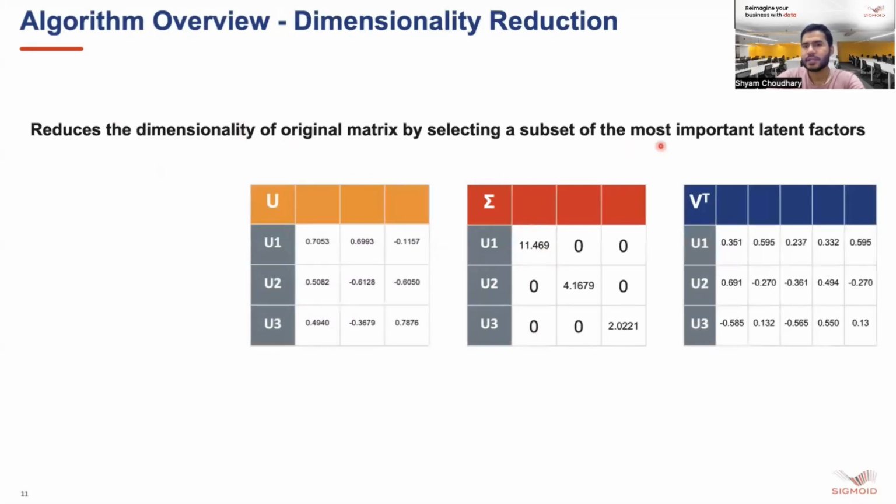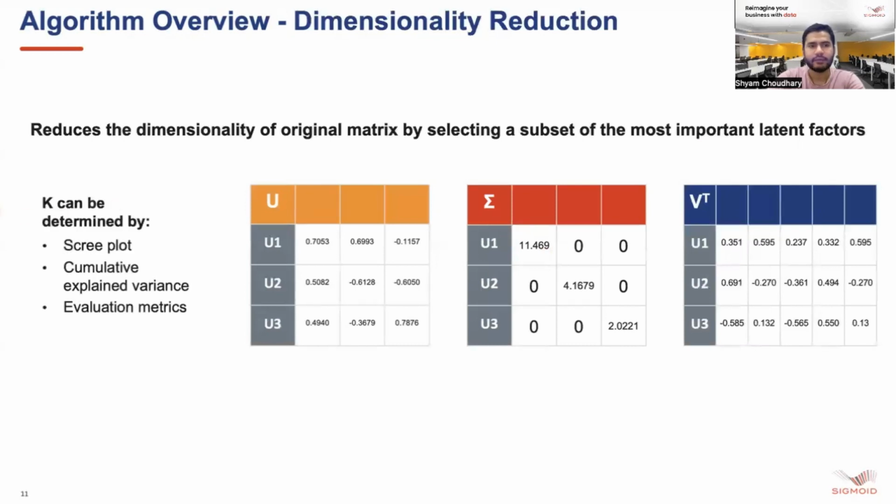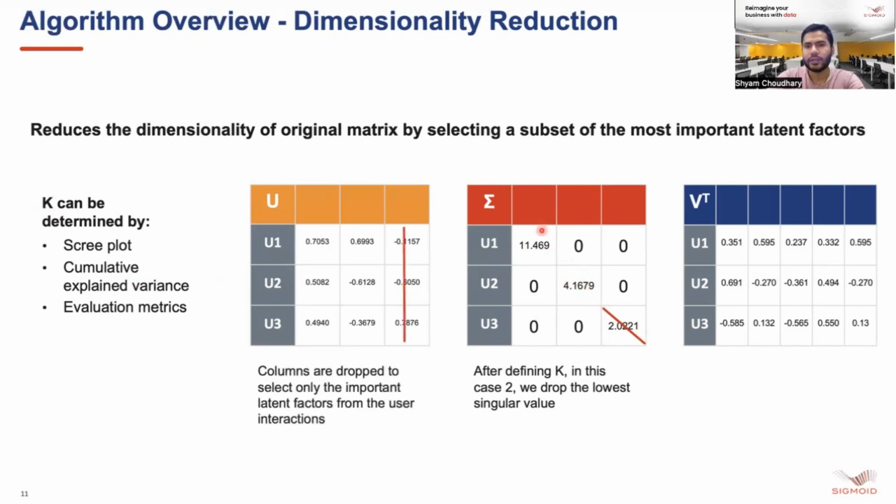Once we are done with the decomposition of the original matrix, our next step is to reduce the dimensionality by selecting a subset of the most important latent factors, and we do that by selecting a value called k. This k can be determined by a scree plot, evaluation metric, or cumulative explained variance. In this case, if we take k equal to 2, then we take the 2 most important latent factors out of the 3 present, and we drop the last one. Since we are taking only these 2 latent factors, we keep 2 columns from the U matrix and the top 2 rows from the V to the power t matrix.